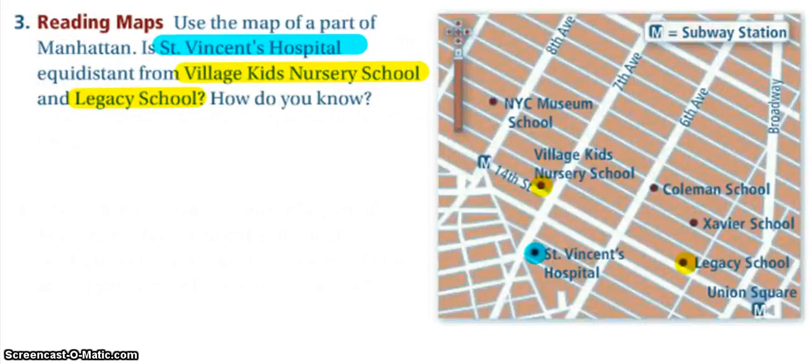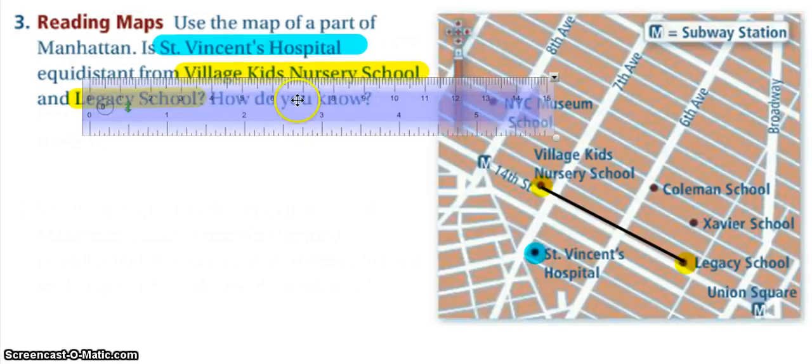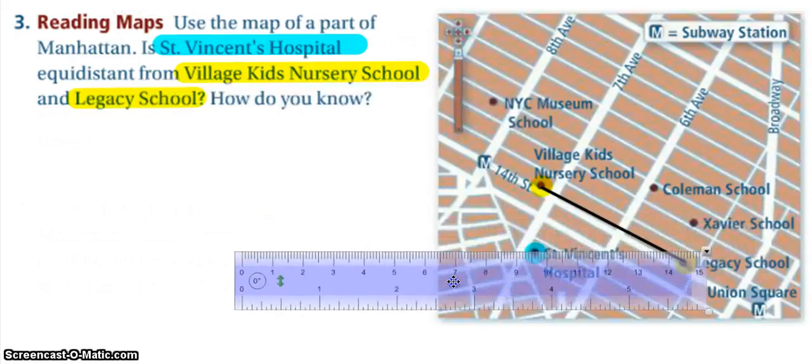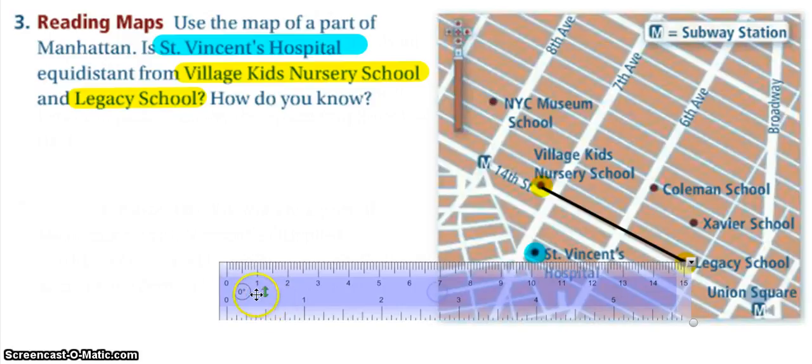So in our extra problem here, not in Pearson, but it is in your notes, we're being asked, is St. Vincent's Hospital equidistant from the Village Kids Nursery School and the Legacy School? So we've got the Village Kids Nursery School and the Legacy School. So if I connect these together, then I want to find the bisector for those. If you want to be accurate, you should measure. So we can pull this down here. I'll just start at the 15 and do some easy math to figure out what the actual length is.